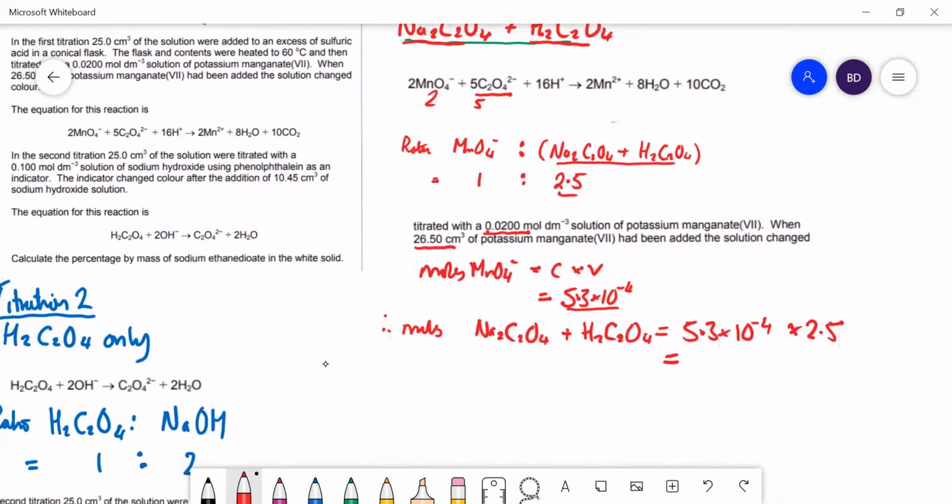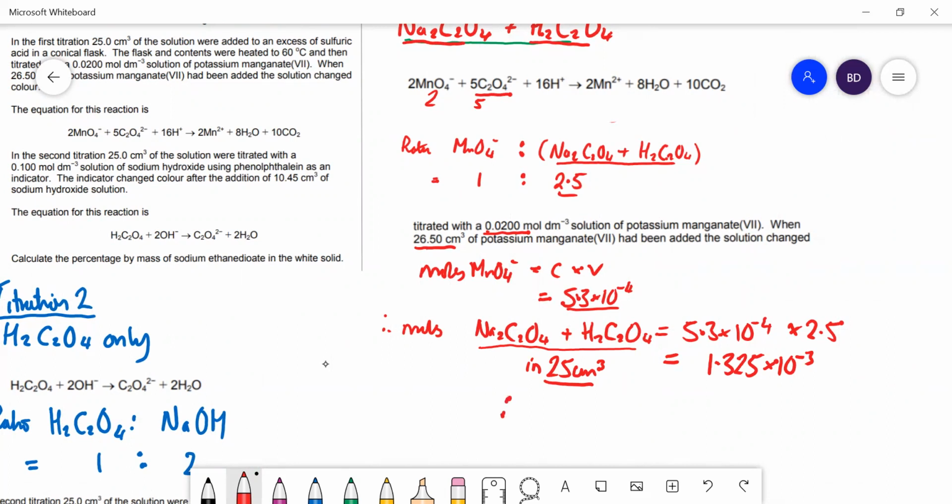So the total number of moles of these two in 25 centimeter cubed, let's write that down, that's how much they put in the conical flask, is that times 2.5, which is equal to 1.325 times 10 to the minus 3. That's in 25. But we only took 25 out of the volumetric flask. The whole total amount was 250.